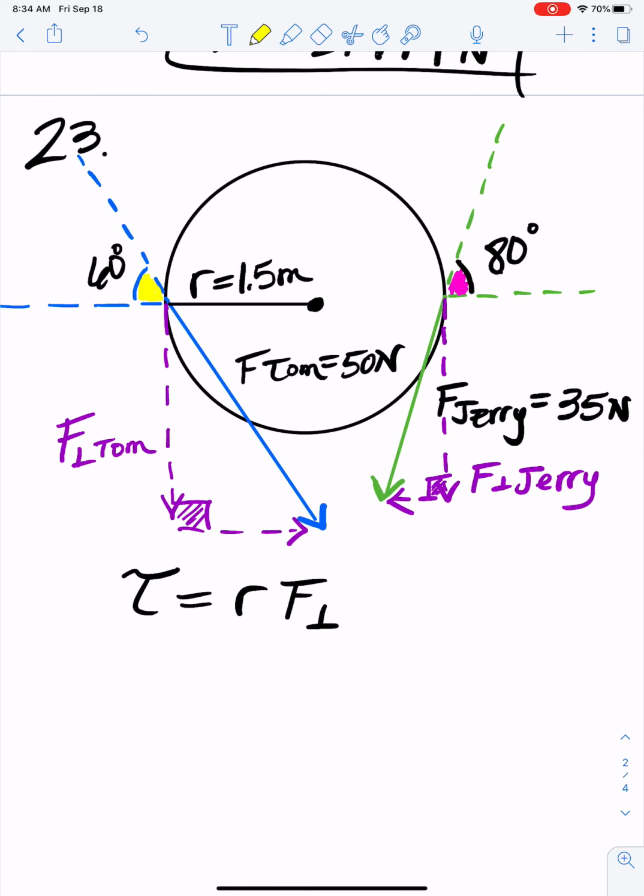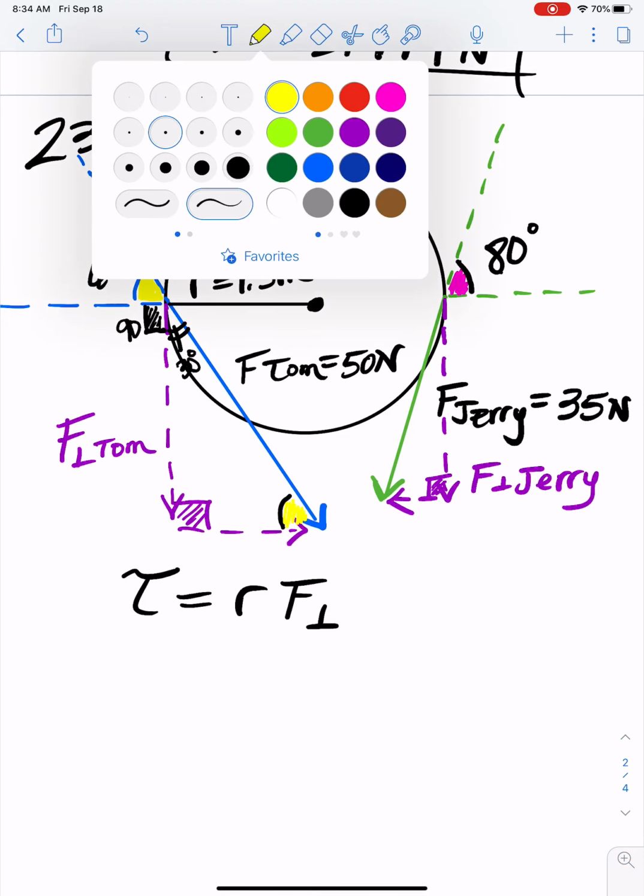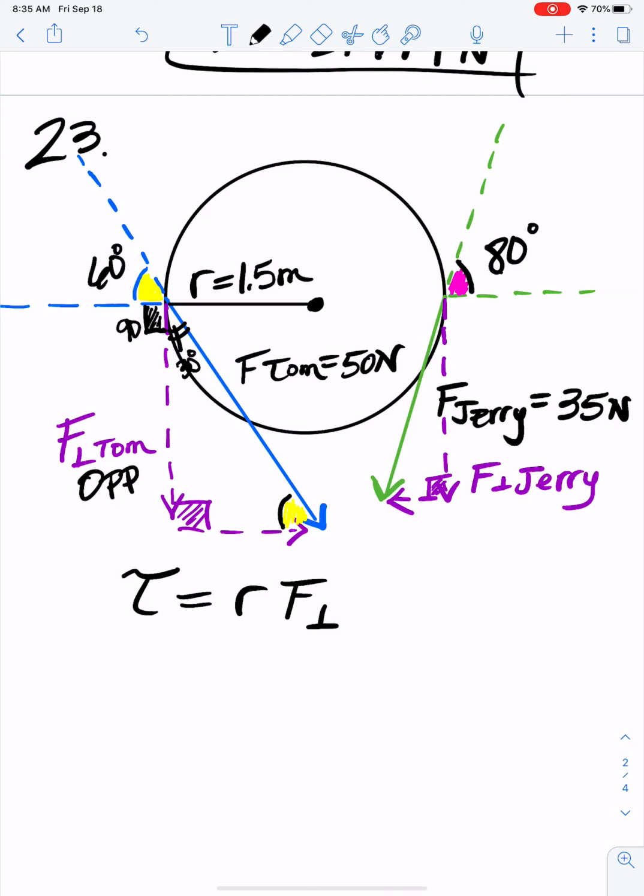So the 60 is kind of easy to spot because this is 90. Therefore, this has to be 30, right? Because you have a 90-degree angle here, you have to have 30 here because this is a straight line. This blue dotted line has to total up to 180. So 30 plus 60 plus 90 is 180. Long story short, our 60-degree angle is down here in the bottom right of this triangle. And that's important because that means that F perp is the opposite and force Tom is the hypotenuse.